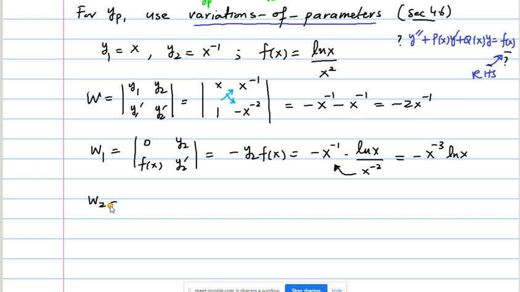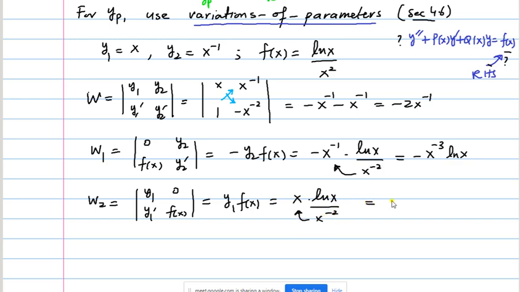Now w2 is y1 prime as it is, but second column is 0 fx. And if you want to write directly y1 fx, that is also fine. You can write w2 directly as y1 fx. So y1 is x, fx is log x by x minus 2. So if you bring it up, you will get x minus 1 log of x. Okay. So these are the three things.